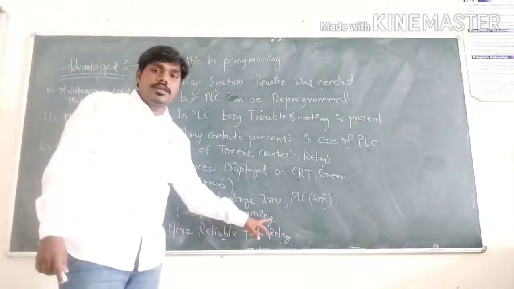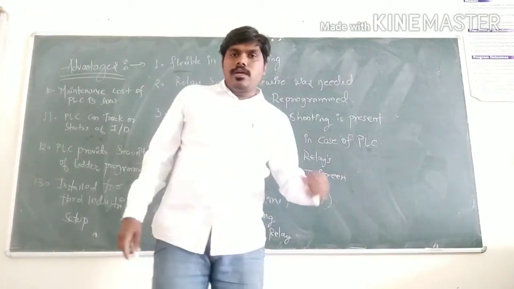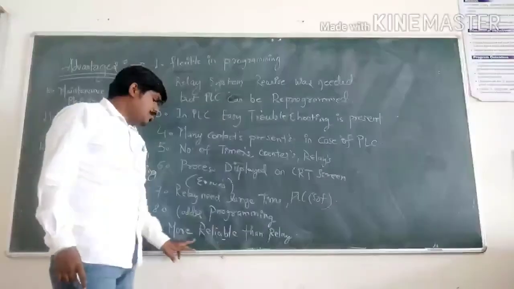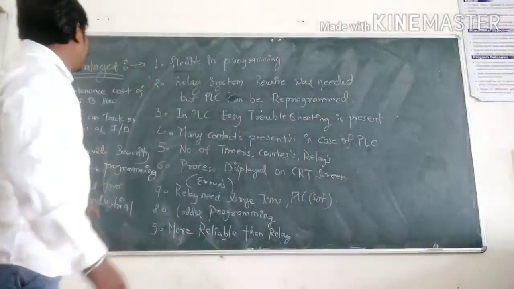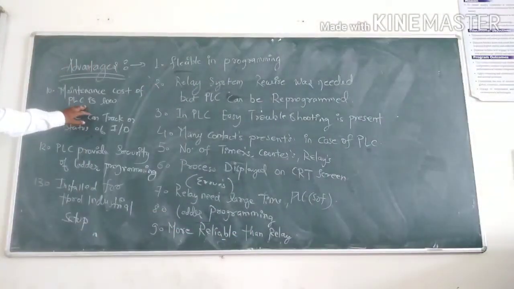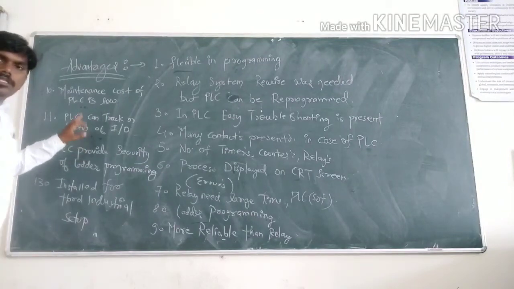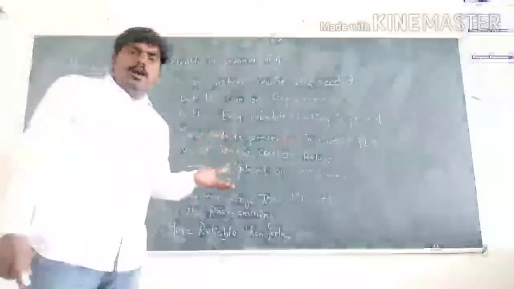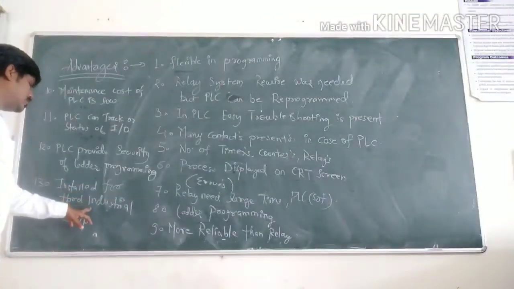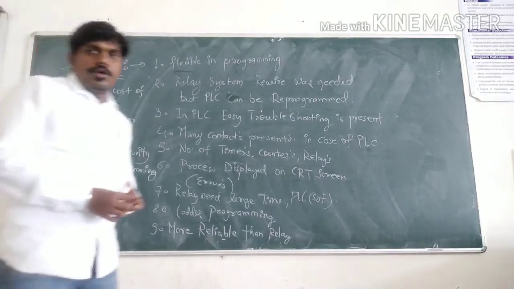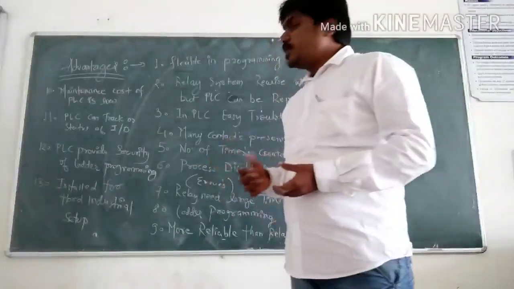Ladder programming is there. It is similar to circuit wiring. It has more reliability than relays. Then maintenance cost is low in a PLC. Then a PLC can track or store the status of inputs and outputs as well. It provides security for the ladder programming installed for a hard industrial setup. Okay, so these are the main advantages of our PLC.